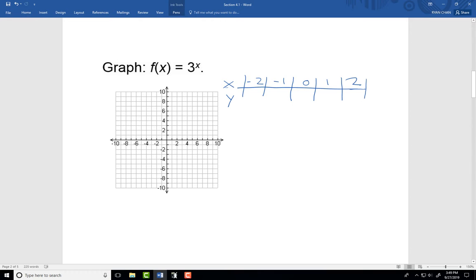If I plug them in, if I have 3 squared, I'm going to get 9. If I plug in 1, I'll have 3 to 1, which is 3. 3 to 0, remember, is 1. 3 to -1, remember, if you raise something to a negative power, you flip it around, so this is 1/3. And then 3 to -2, I'm writing it as 1 over 3 squared, which will become 1/9.